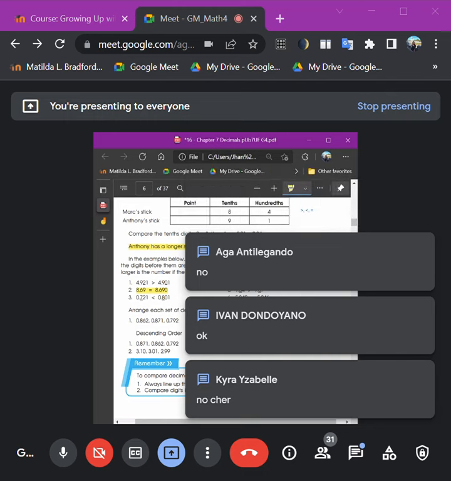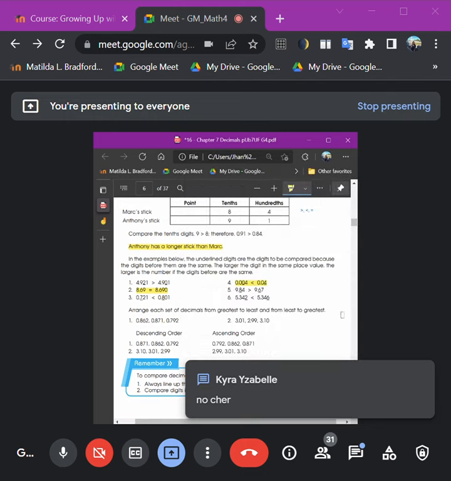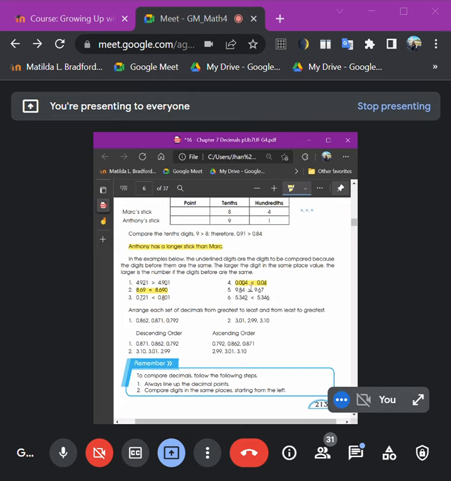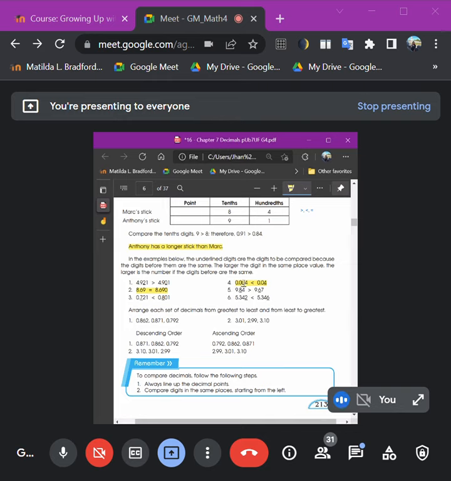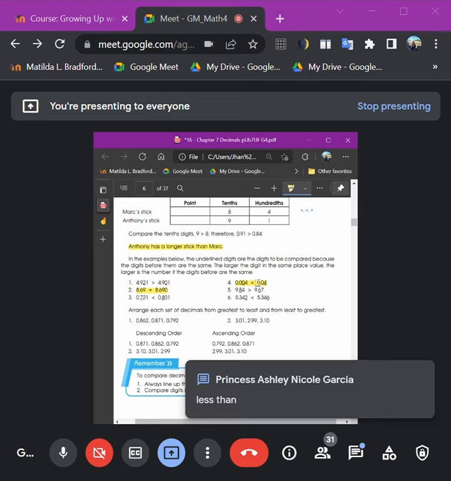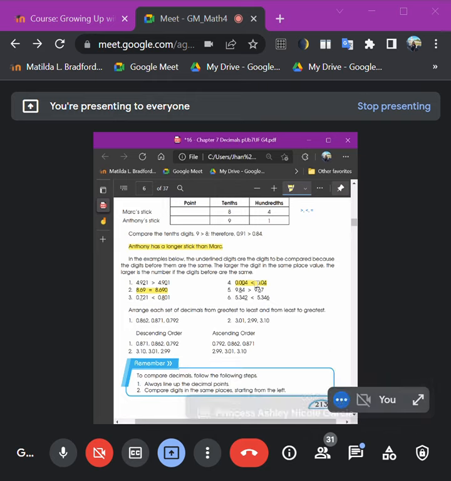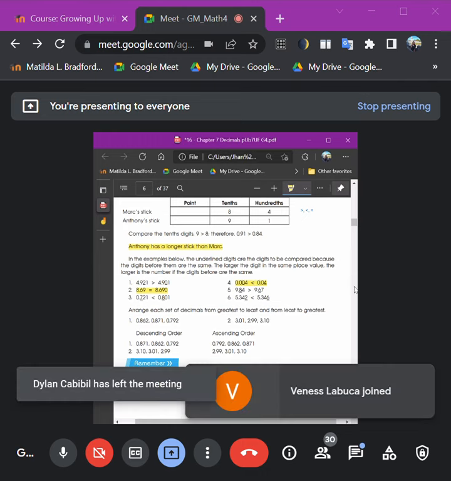So, just like our example number 4 here. You have 0 and 4 thousandths, and the other one is 0 and 4 hundredths. You can see here that our tens place is both 0, and then for our hundreds place, you have 0 and then 4. So we can see that 4 is greater than 0. So this one is less than.